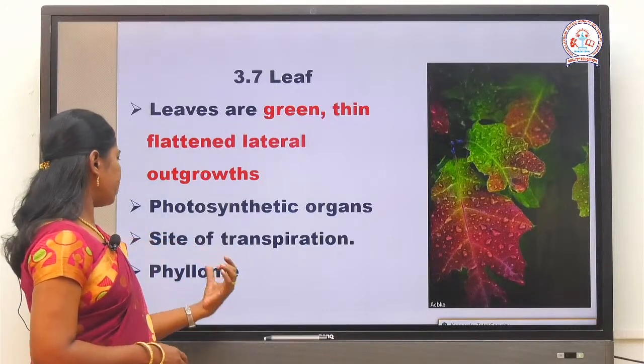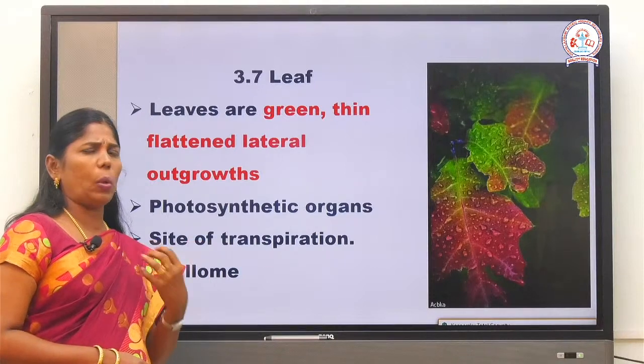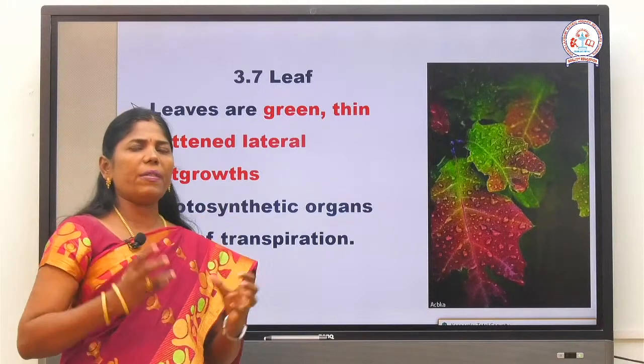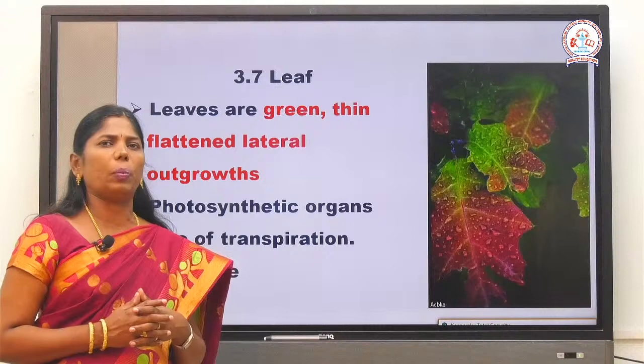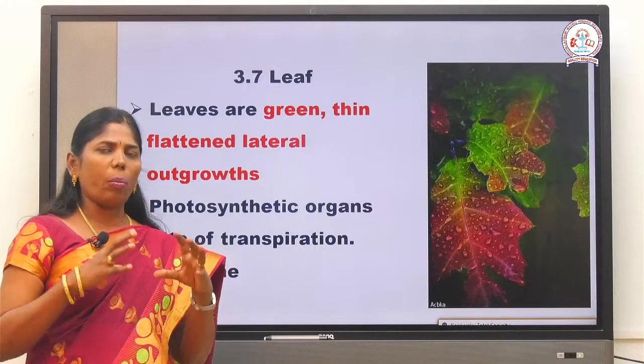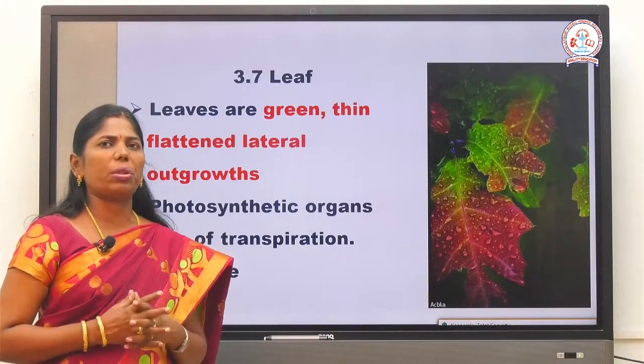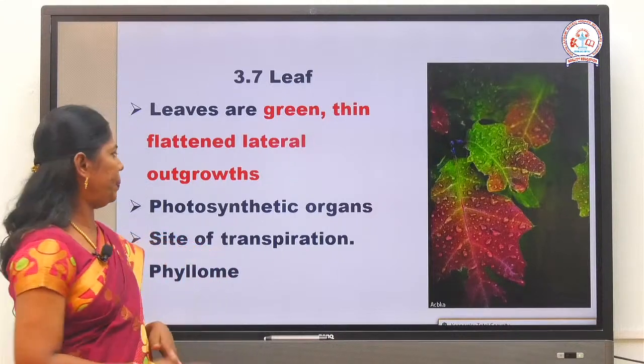And another one is considered as the foliage. All the leaves together are considered as the foliage. For example, in a plant, how many leaves are there? All the leaves together are considered as the foliage.